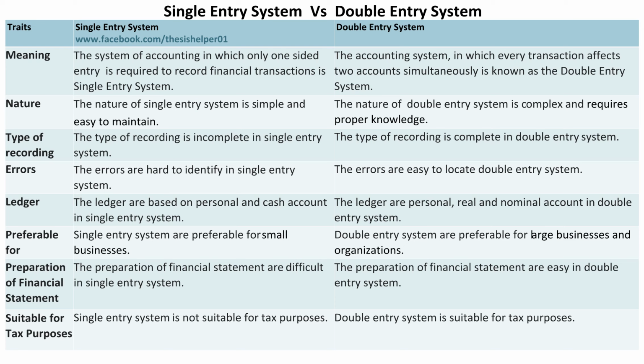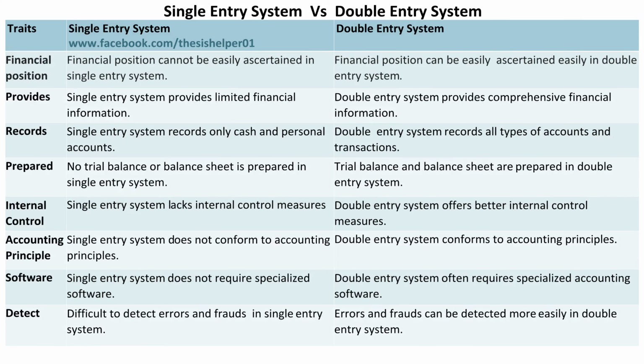Single-entry system is not suitable for tax purposes. Whereas, double-entry system is suitable for tax purposes. Financial position cannot be easily ascertained in single-entry system. Whereas, financial position can be easily ascertained in double-entry system. Single-entry system provides limited financial information. Whereas, double-entry system provides comprehensive financial information.